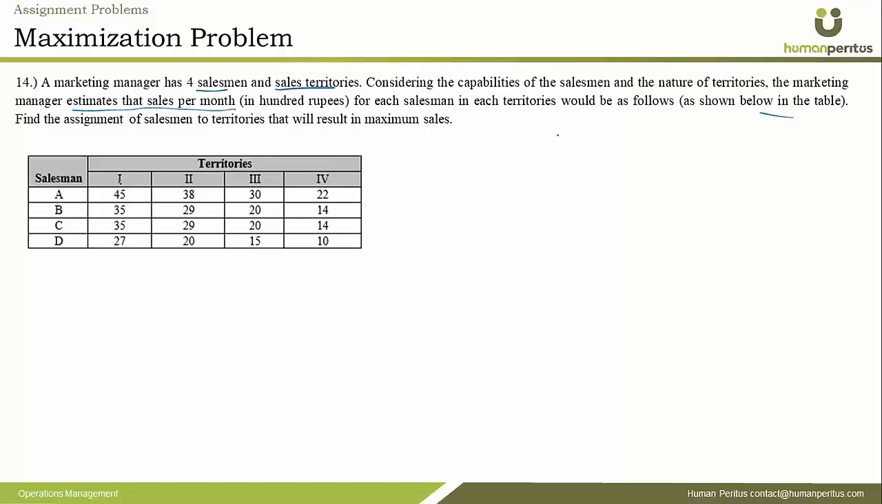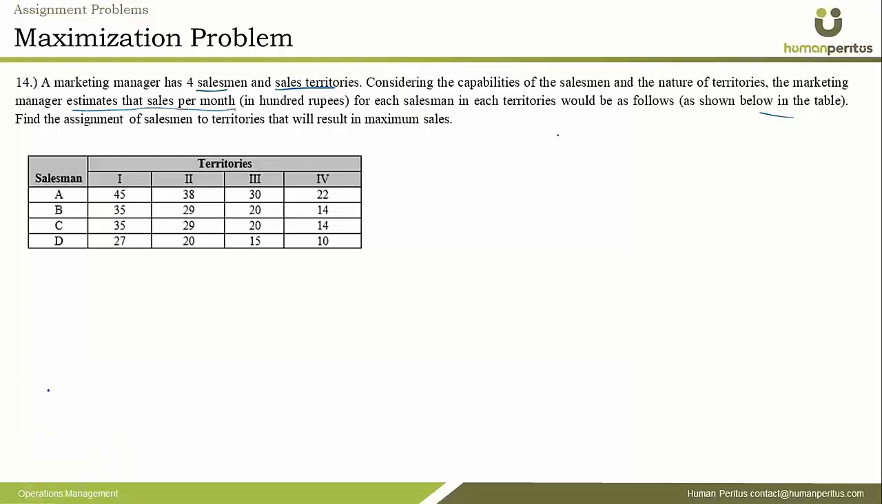Okay. So if A has been assigned to territory 1, 4,500 rupees would be the estimated sales. If A is assigned to territory 2, then 3,100 would be the estimated sales per month. Okay. So now it is asking about the assignment of salesmen to the territories that will result in maximizing sales. Okay. So how will we do it?